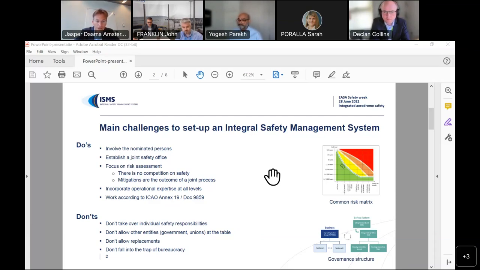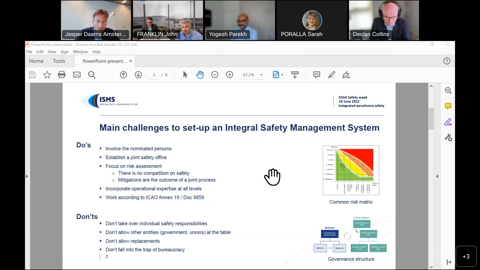Then the fourth one, it's obvious to say, but truly important to have the pilots, the ATC, also the ground handlers at all levels at the table. Often you see that the nominated persons are also part-time operational people, but also for the analysis. And what we did is that we adhere to the ICAO principles of safety management as they are designed for all.